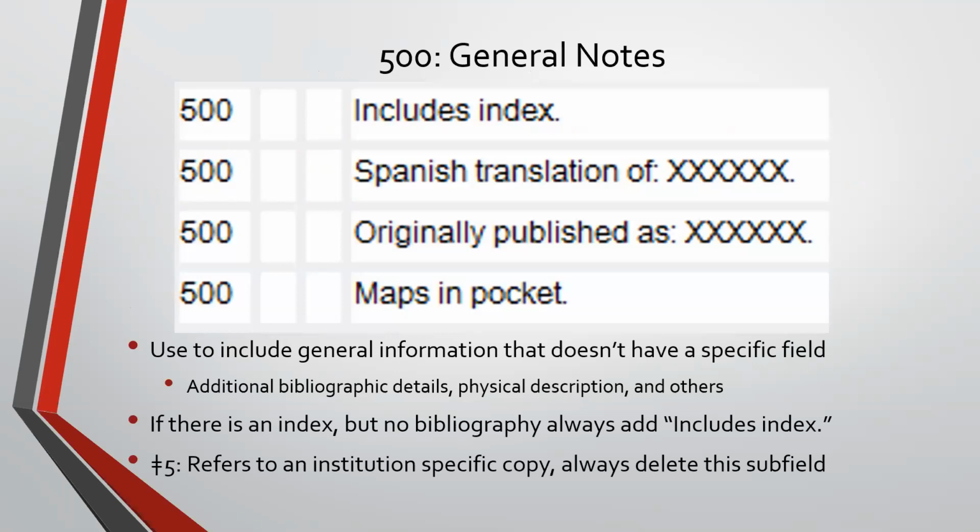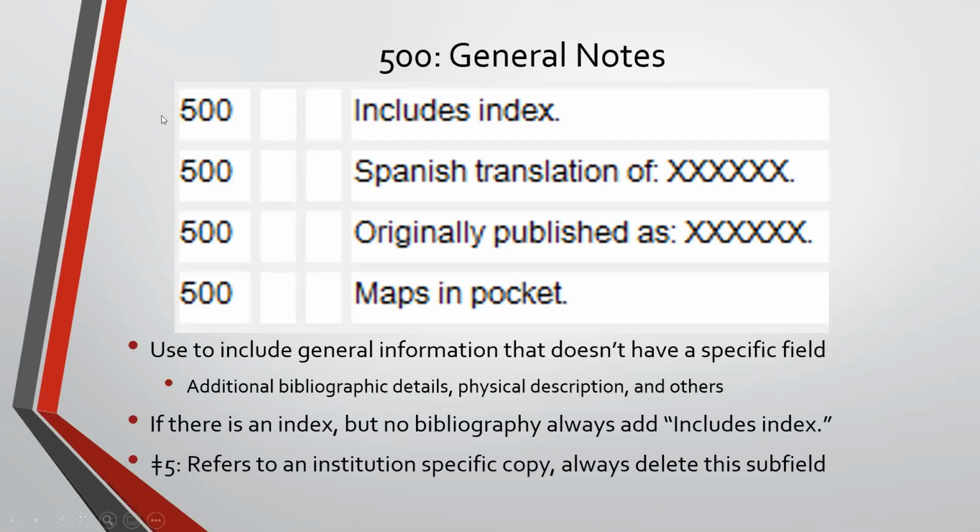So 500 general notes. There are a vast number of notes, 5XX fields, that you could use for your records, each of which kind of does a different thing. The 500 note is a general one that doesn't necessarily describe a specific thing, but describes information that you feel is important to get across about this item, some of which is preferred. So here we have 500 includes index.